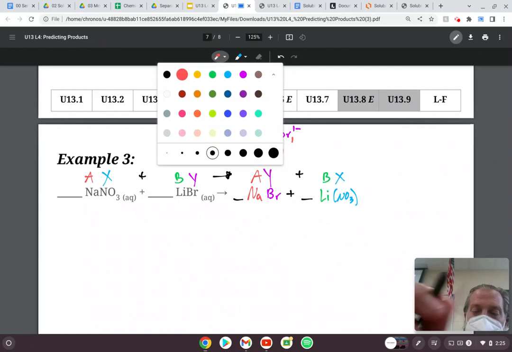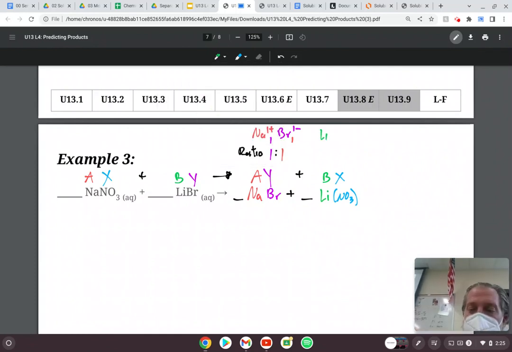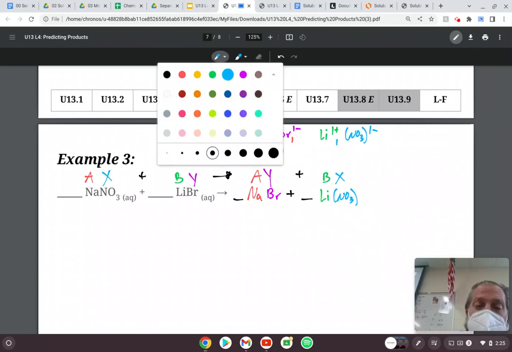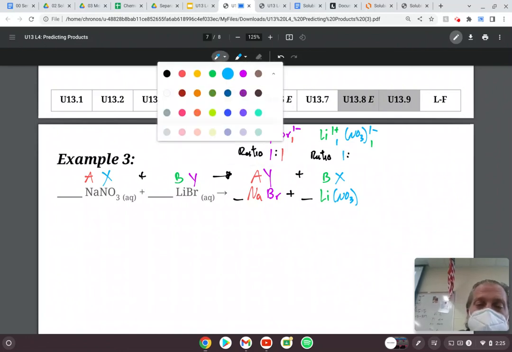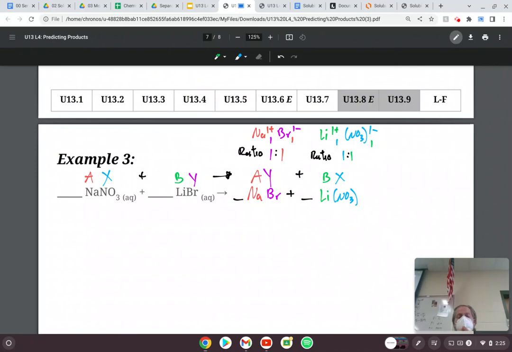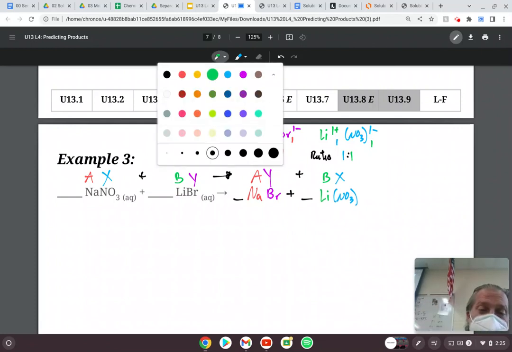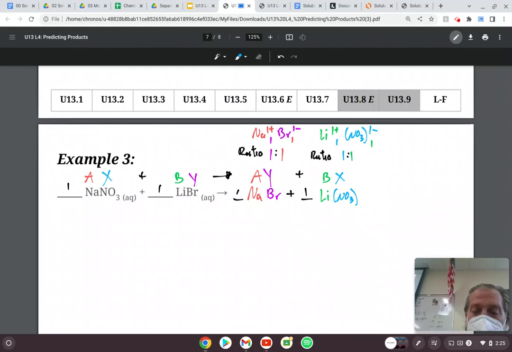I need to check my second compound. So I have lithium, which is a group 1 metal, so it's a +1. And I have nitrate, NO3, which is a polyatomic ion, and I found on the back of my periodic table it's a -1. So when I crisscross those charges down, I get Li1, NO3, 1. Our ratio here is 1 to 1, and I don't have to simplify anything there. It's pretty much balanced as it is. So it's like a 1 and a 1 and a 1 and a 1.